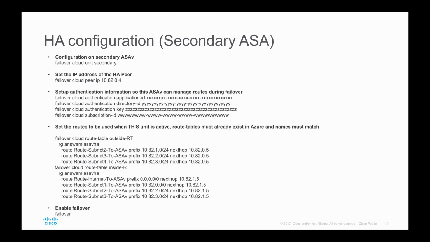Similar commands are added on the standby unit with correct peer IP address and all the configuration, cloud authentication ID, directory key is similar to what you have already added on the primary unit. And then the other commands are required for adding the routes. After enabling failover on both units, one unit will become active, other unit will become standby, and active unit will send out REST API calls and update routes in the route table, which we created in video one.